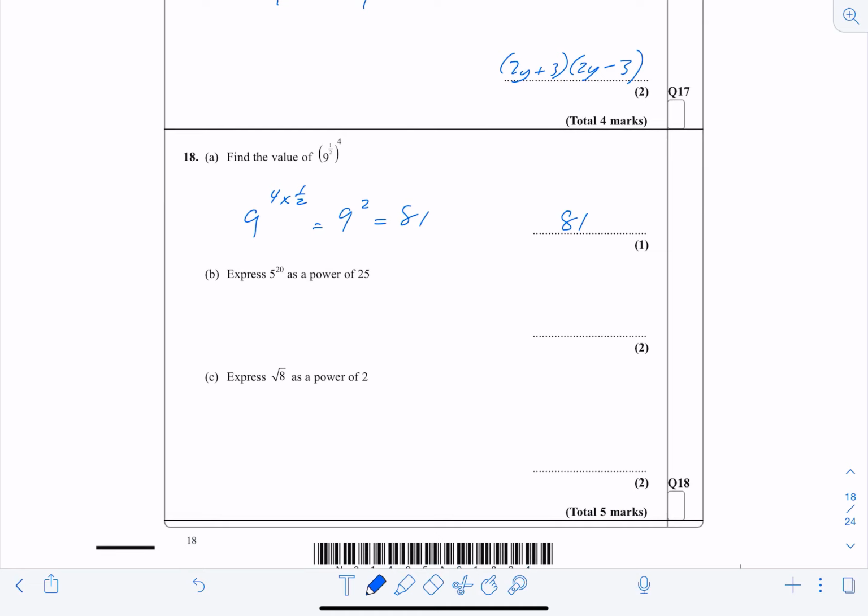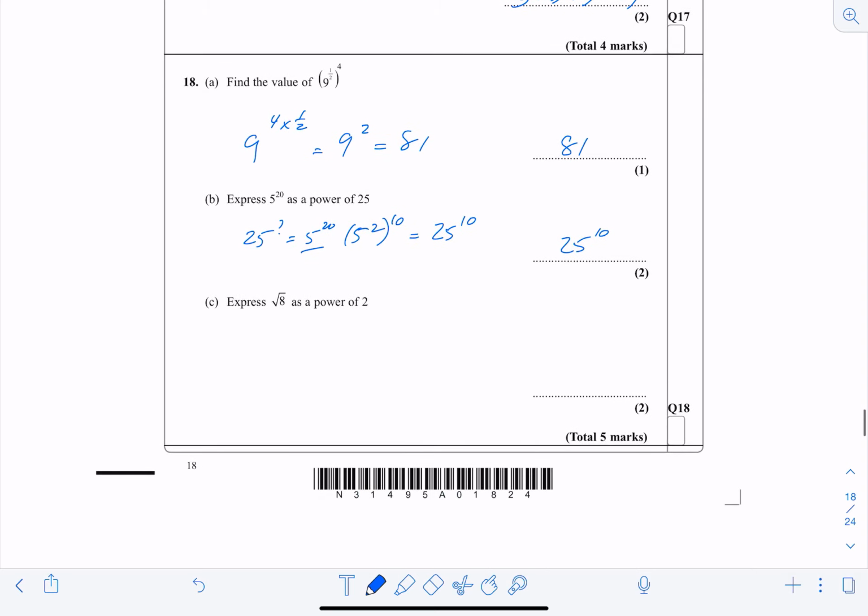Express 5 to the 20 as a power of 25. Okay, so what it's saying is 25 to the what power equals 5 to the 20. Well, I know that 5 squared equals 25. So 5 squared to the power of 10 is the same as 5 to the 20 power. So I know that it's going to be 25 to the power of 10. Express root 8 as a power of 2. Well, root 8 equals root 4 times root 2, which is 2 root 2.